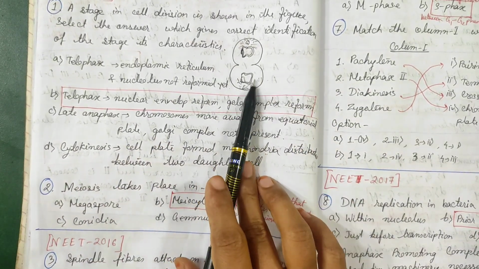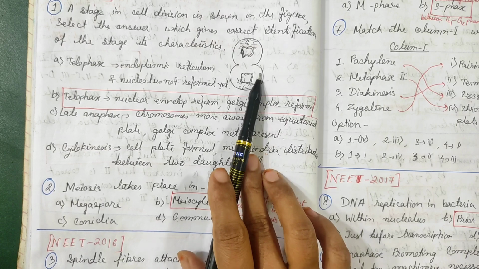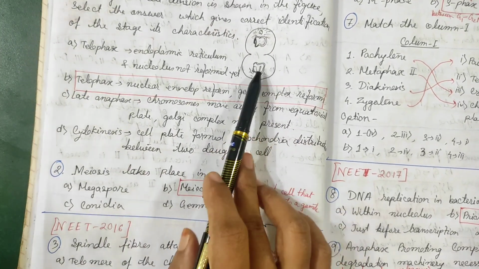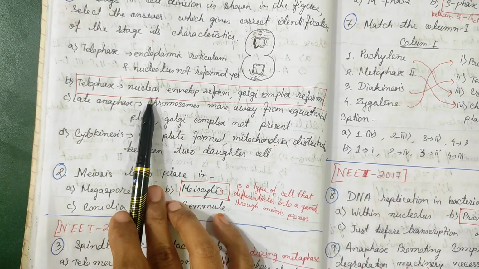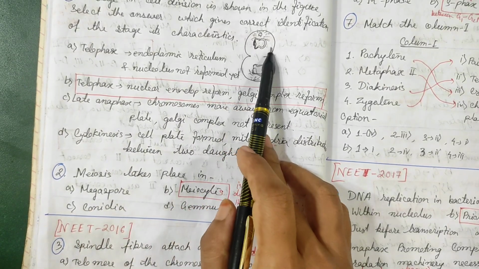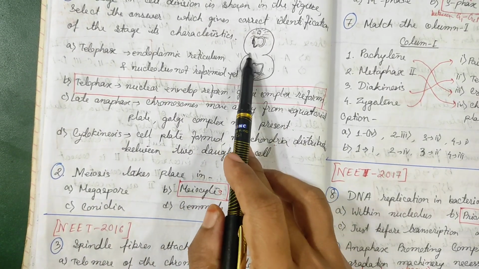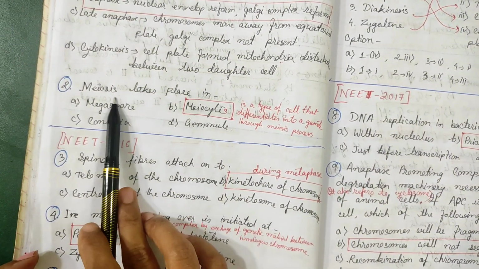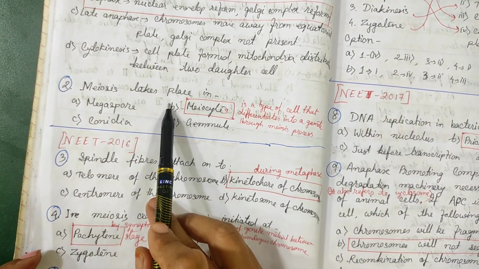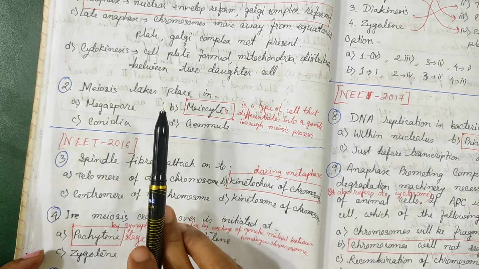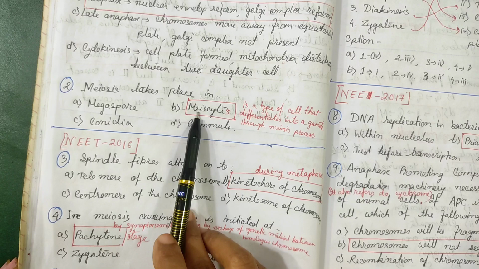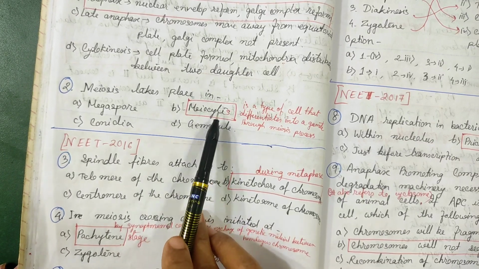This is the structure of cell division. So the correct answer is, it is actually a stage of telophase, okay, where the nuclear envelope is reformed and the Golgi complex also reforms, okay. Next question, meiosis takes place. Meiosis actually takes place in the myocyte stage, a type of cell where the cells are divided to form gametes by meiotic division or reductional division, okay.